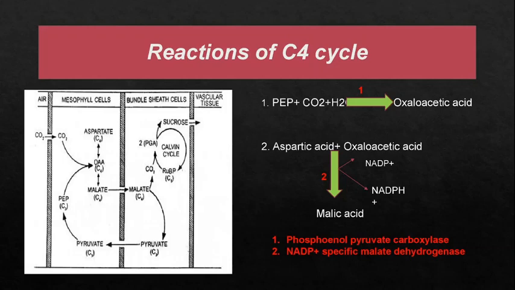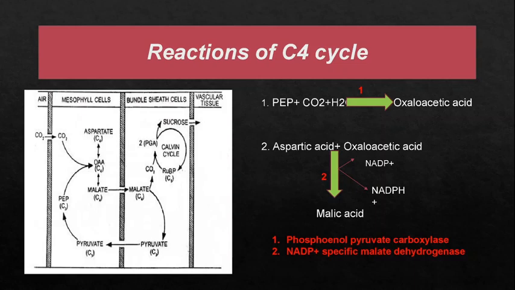Now these are the reactions of the C4 cycle. It involves 2 carboxylation reactions. Of them, one reaction occurs in the chloroplast of mesophyll cells and another in the chloroplast of bundle sheath cells. The primary carboxylation of the C4 cycle is done by phosphoenol pyruvate carboxylase. In this reaction, the carboxylation of phosphoenol pyruvic acid happens and produces 4-carbon containing oxaloacetic acid. It occurs in the chloroplast of the mesophyll cell.